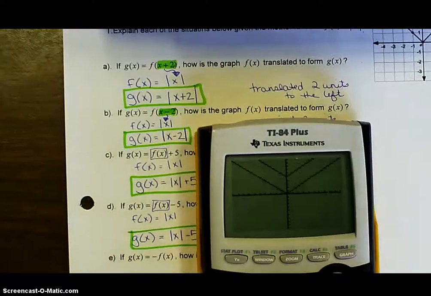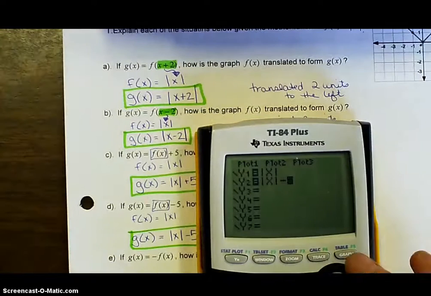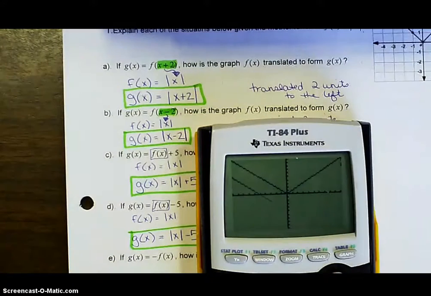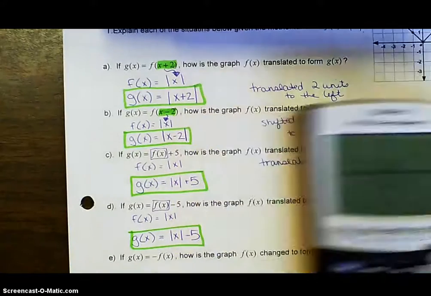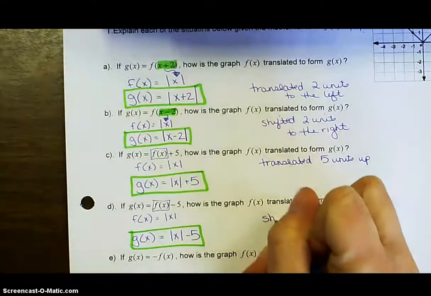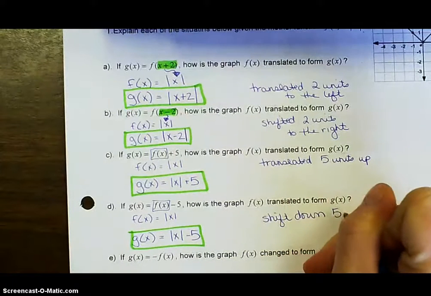So let's go ahead and see what happens. I'm going to go to my y equals. I'm going to change that plus to a minus. I'm sure a lot of you can probably guess what's going to happen. But we are going to shift down 5 units.